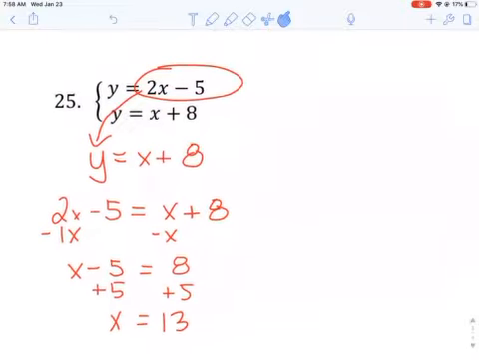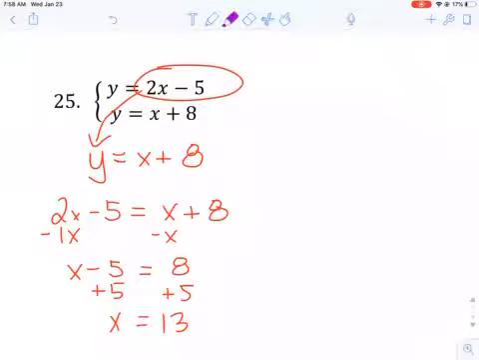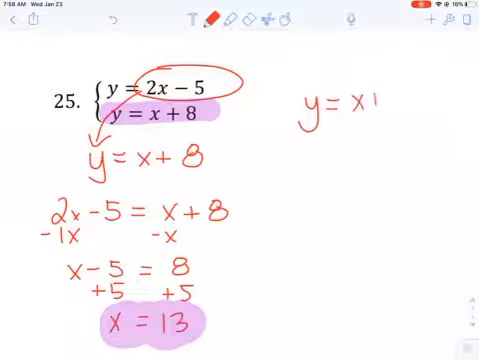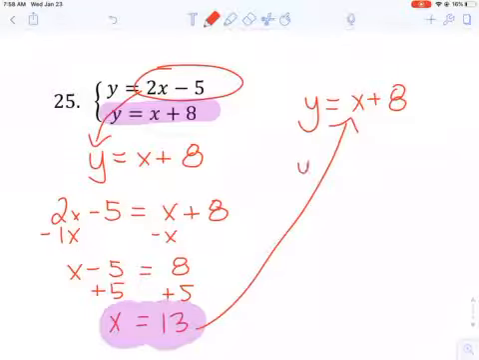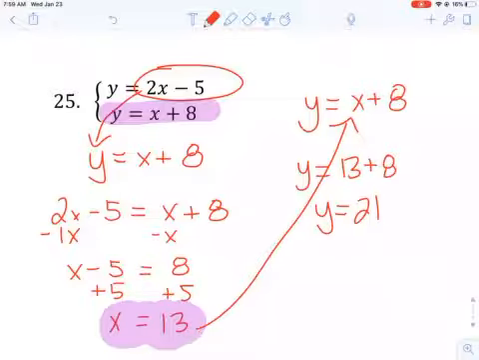I still have to figure out what y is going to equal. In order to do that, I can substitute my x value into any of these equations. I'm going to go with this one here, y equals x plus 8. Why? Because it's a bit easier. It's a lot less intense than the other one. So y equals x plus 8. I'm going to substitute my x value now for x. So I'm going to have y equals 13 plus 8, which enables me to solve for y pretty easily. y equals 21. So my final solution for this would be 13, 21 is an ordered pair, x and y.